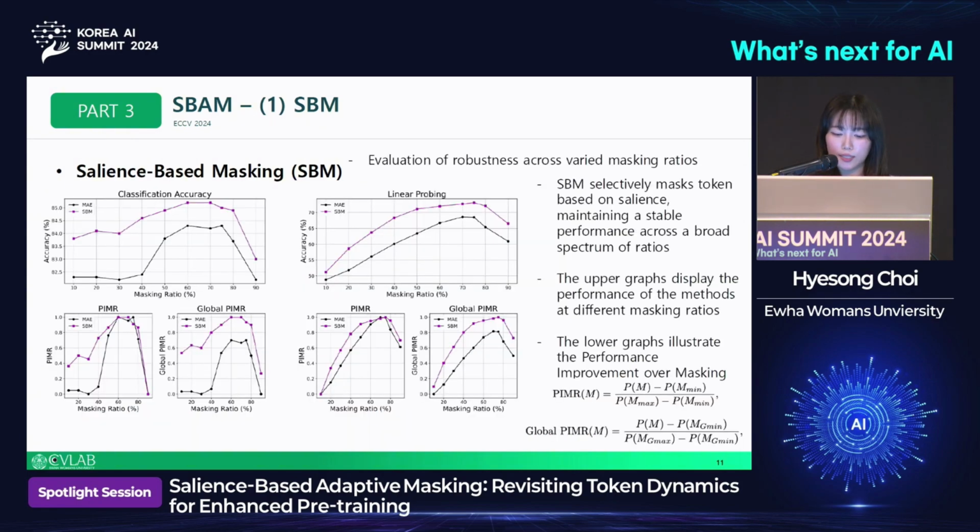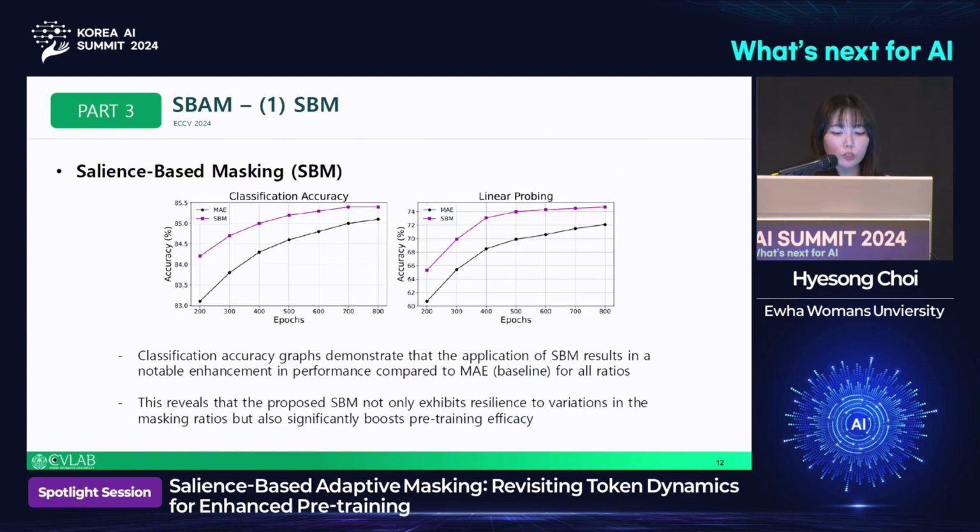The important thing is that SBM demonstrates strong resilience across varying masking ratios. It is because SBM is less likely to mask out redundant or trivial areas, so it maintains stable performance compared to the baselines. SBM also enhances model performance and accelerates convergence.